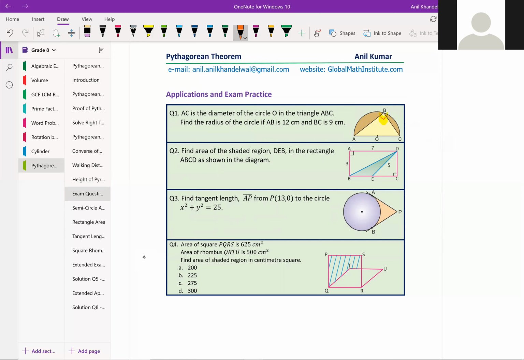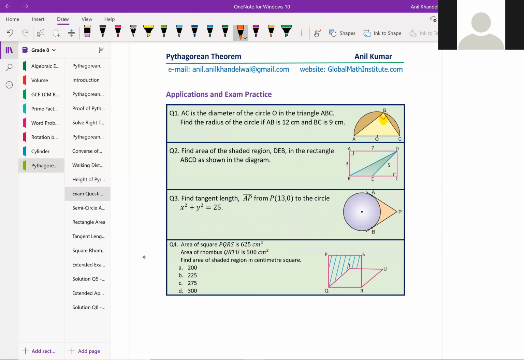The other question here involves rectangle. Rectangle also have right triangles, right? Yes. And the idea is to find the area of the green shaded region. The third one here involves tangent with a circle. That means a right triangle, right at A or at B. And the fourth one here involves square and a rhombus. And we need to find the area of the shaded region. Okay. Can you please read the questions and then we'll look into the strategy to solve these questions.